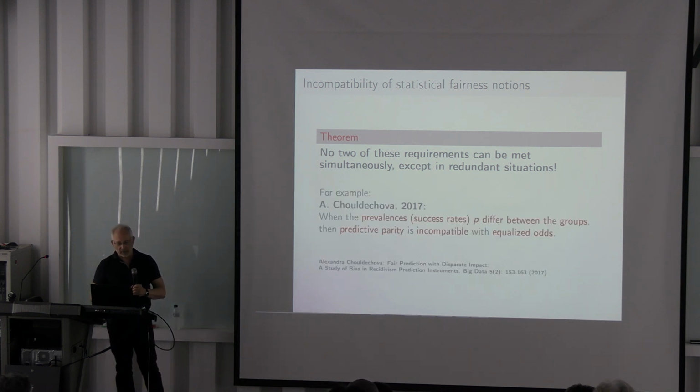So this is the theorem. This was shown in 2017, but there are many results showing this kind of very simple observation: if the success rates differ between the two groups, then predictive parity is incompatible with equalized odds. These two measures cannot be satisfied simultaneously. You have to pick which one you prefer.